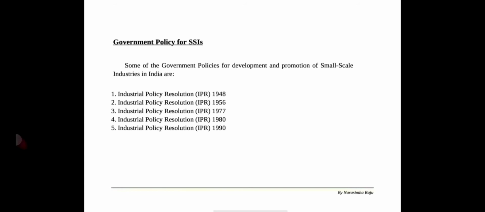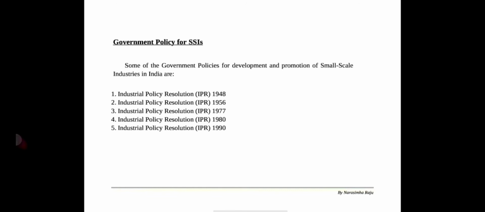Coming to the first industrial policy resolution, that is 1948, the IPR 1948 for the first time accepted the importance of small-scale industries in the overall industrial development of the country. It was well realized that small-scale industries are practically suited for the utilization of local resources and for creation of employment opportunities. However, they have to face acute problems of raw material, capital, skilled labor, marketing, etc. Therefore, emphasis was laid in the IPR 1948 that these problems of small-scale enterprises should be solved by the central government with the cooperation of the state governments.